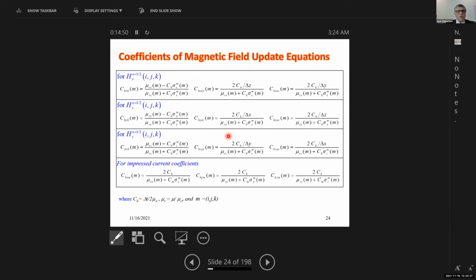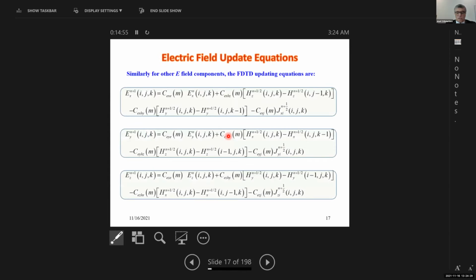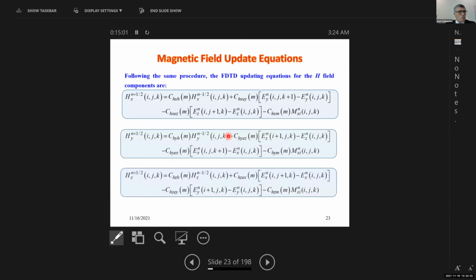So now, knowing those 3 equations, and those 3 equations, we have the solution for all unknown field components in a very, very simple form. What comes next is how to program it in an efficient way to speed up the calculation for the problems that you would like to solve.